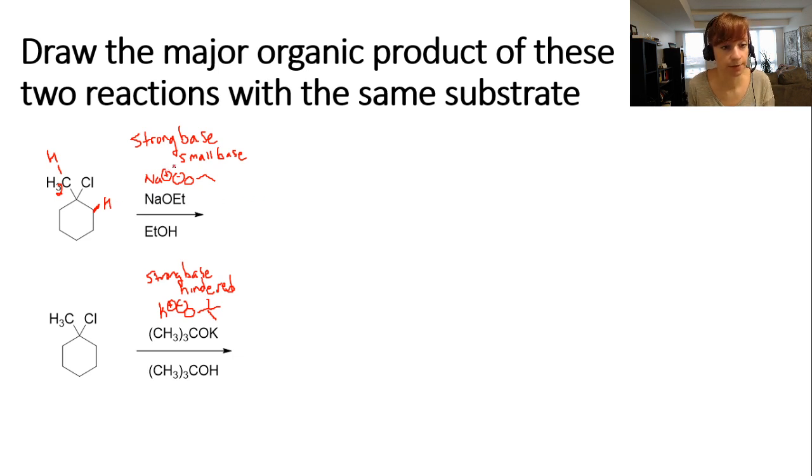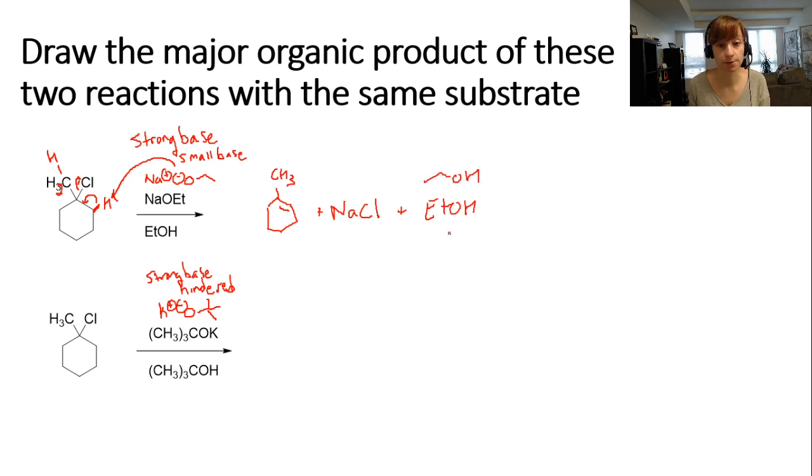So what it's going to do, if I draw out the mechanism, it's going to take that proton, we're going to form an alkene, and we're going to kick out the chlorine. So it forms the alkene there, the methyl group remains the same, and our byproducts, just to know for completion's sake, are sodium chloride and ethanol, which also just looks like this, which is our protonated base that is now neutral.